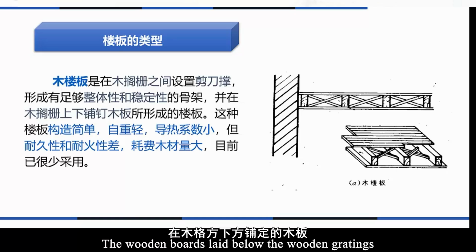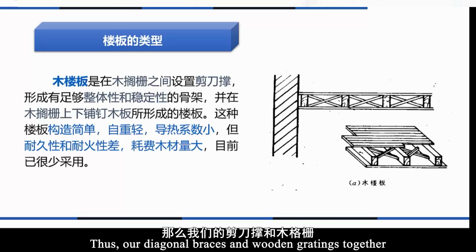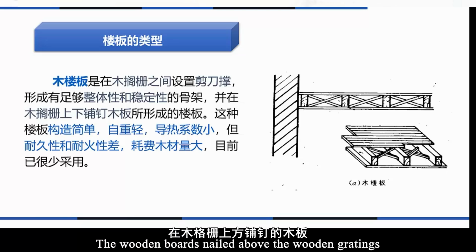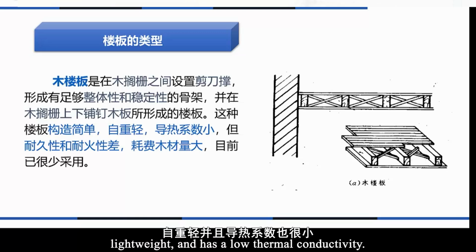The wooden boards laid below the wooden gratings serve as our ceiling. Thus, our diagonal braces and wooden gratings together form the structural layer. The wooden boards nailed above the wooden gratings constitute the surface layer. This type of floor construction is simple, lightweight, and has a low thermal conductivity.